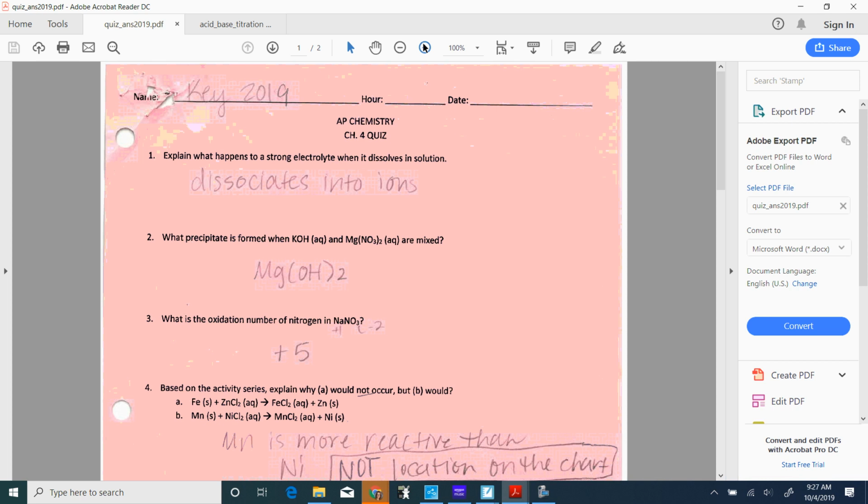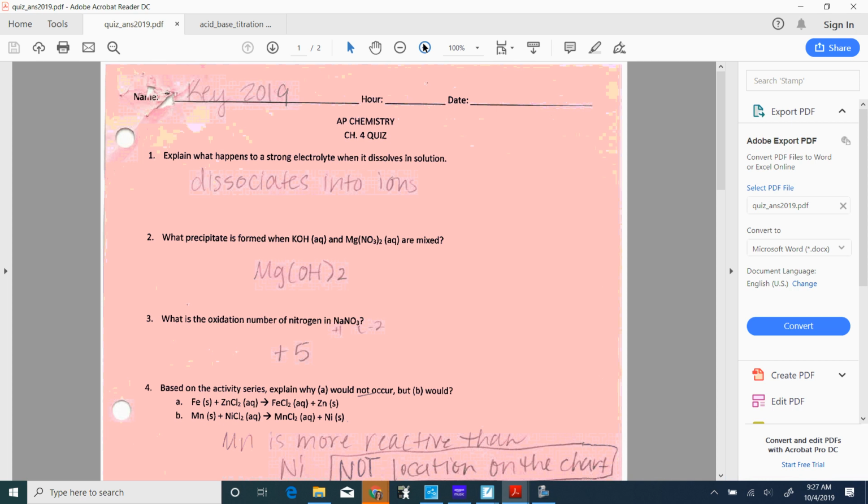For the first question, explain what happens to a strong electrolyte when it dissolves in a solution. You need to use the word dissociates. It was a vocab word, dissociates, and you need to have ions. On the test, you will be drawing a beaker. You're going to have to draw your dipole with your water molecules and your ions and potentially a pile of precipitate on the bottom. So this question does not look like this on the test. It's going to be harder. You're going to have to draw a particular diagram.